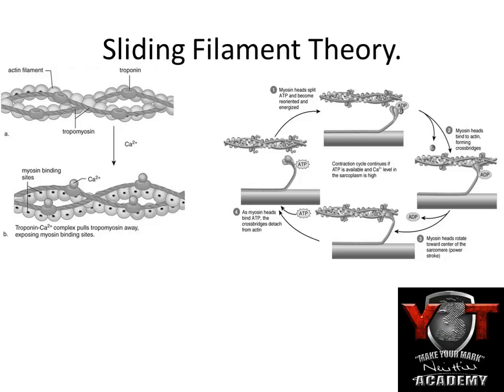So it's called sliding filament theory. However, what actually happens is it grabs and then pulls towards it. Okay, so we're going down towards 2 now, so it's bound, and then in 3, the myosin head rotates towards the center of the sarcomere, so it's known as the power stroke, okay?